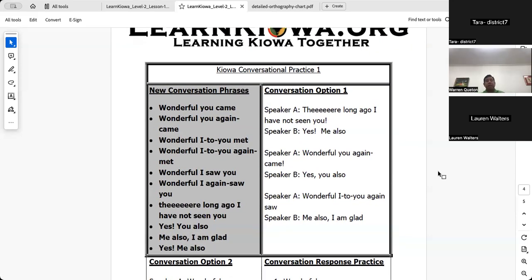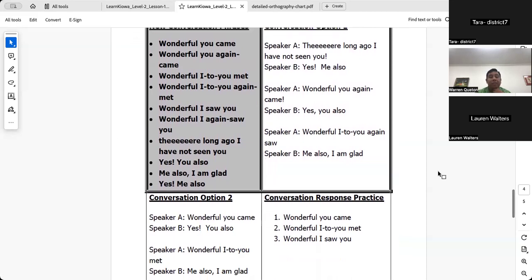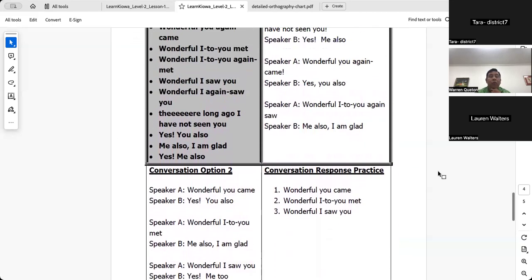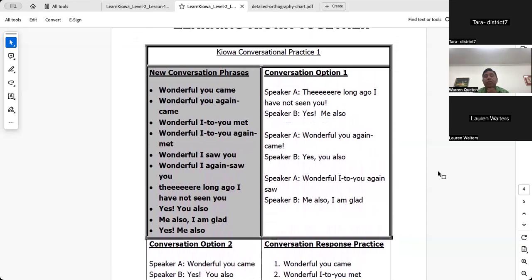And so there's actually a practice piece. We can go through this if you'd like to. You can revert back to your pages about what you want to say, but this gives you a little script for a conversation in Kiowa. So for example, if you wanted to say, wonderful, you came, you say, Honde on deum san. And then you might say, Honde on deum oi san, wonderful, you came again. So you might just practice, think about what you would say.